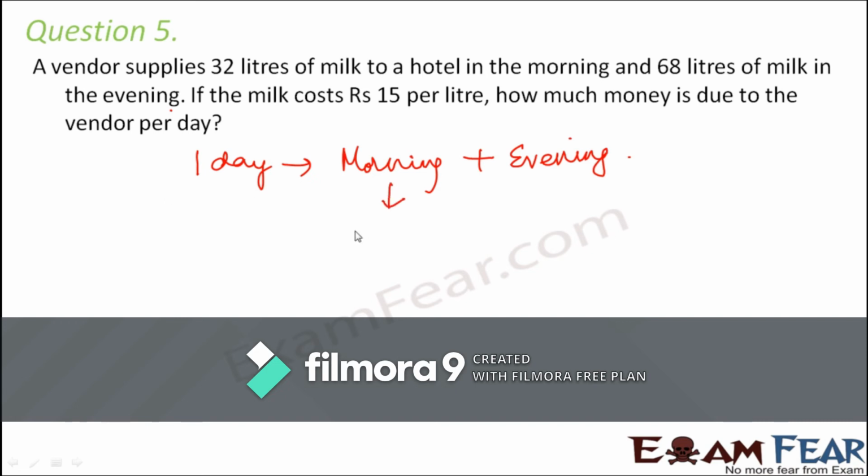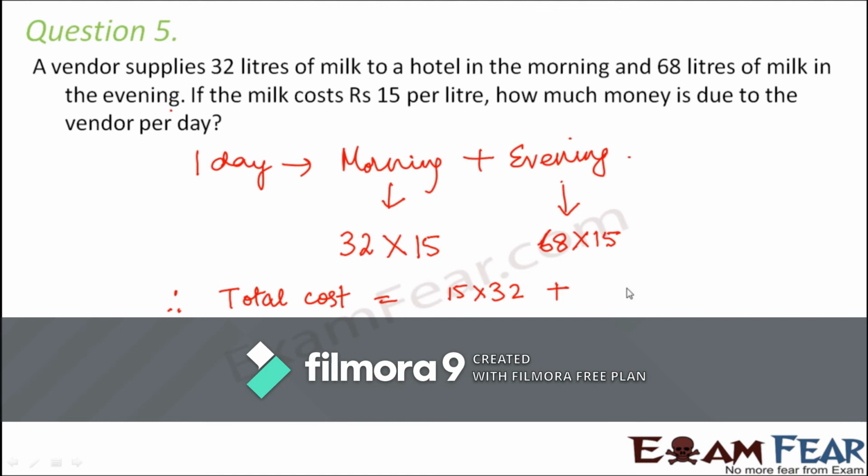Now what happens during the morning? During the morning, 32 liters of milk is delivered and the cost of 1 liter of milk is 15. That means the cost of 32 liters of milk would be 32 into 15. Now in the evening, 68 liters of milk is delivered and cost of 1 liter is 15. So cost of 68 liters would be 68 into 15. Therefore, what would be the total cost for a day? So the total cost for a day would be 15 into 32 plus 15 into 68.